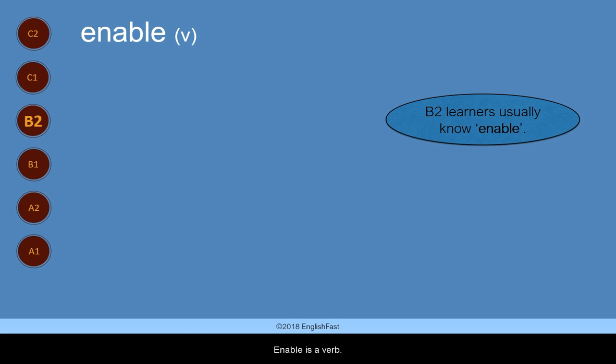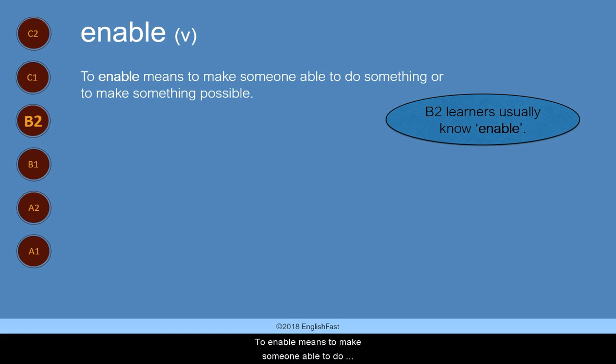Enable. Enable is a verb. B2 learners usually know enable. To enable means to make someone able to do something or to make something possible. Here are some examples.